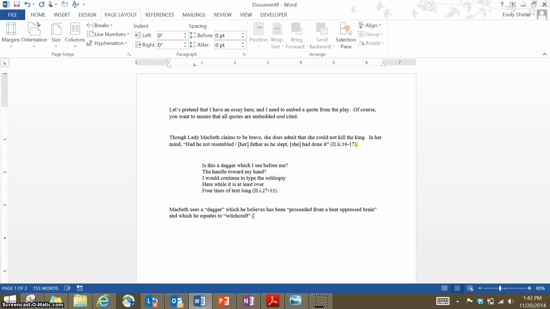In this case, I would still say that they're from Act 2, Scene 1, but then I would give each of the different citation lines by itself with a comma. So it's line 3, comma, 6, comma, 11, period. And in this case, I can put a space after the comma between that comma and the next page number. So this would mean that the word dagger is from line 3, proceeded from a heat-oppressed brain is from line 6, and witchcraft is from line 11. And once again, my period goes outside the parentheses.